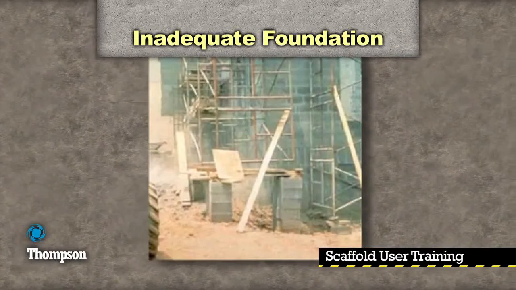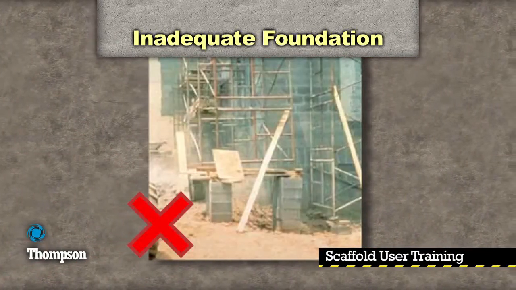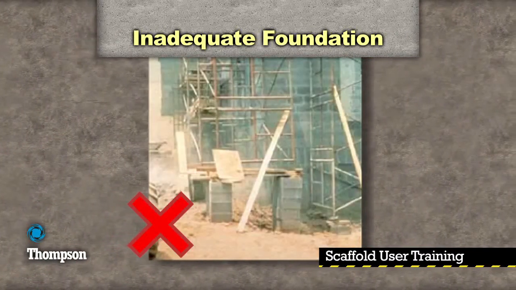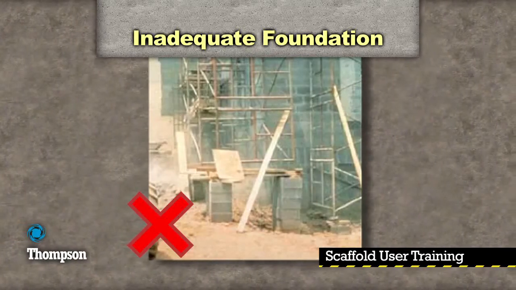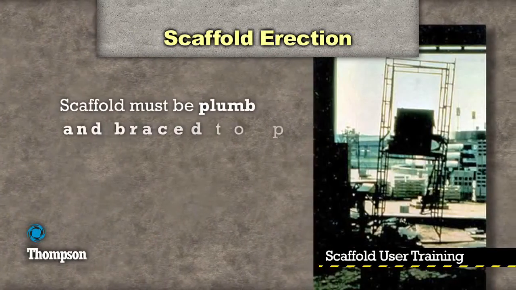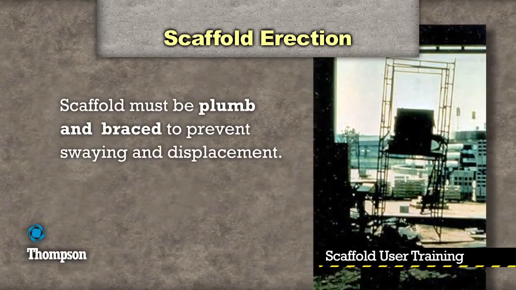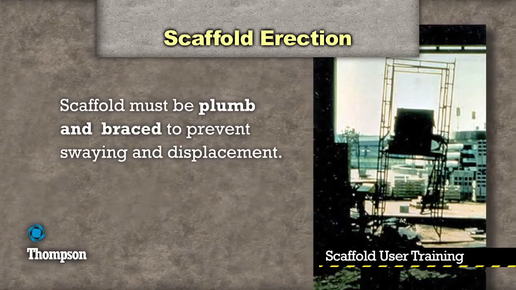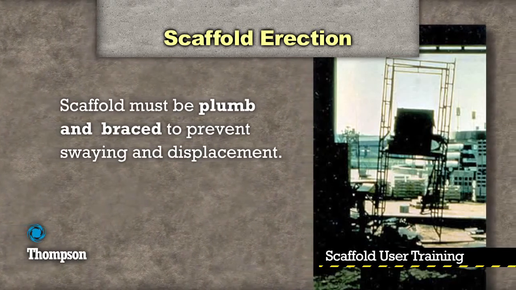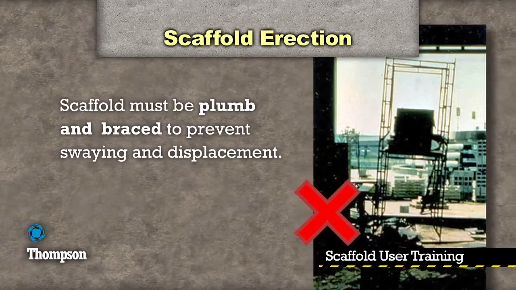This image shows a scaffold built on a very dangerous, unsound foundation. Scaffolds should never be built on top of cinder blocks as the one shown in the photo is built. Another important aspect of constructing a sound scaffold is making it level and plumb. A scaffold must be plumb and braced to prevent swaying and displacement. The scaffold in this image is far from plumb.